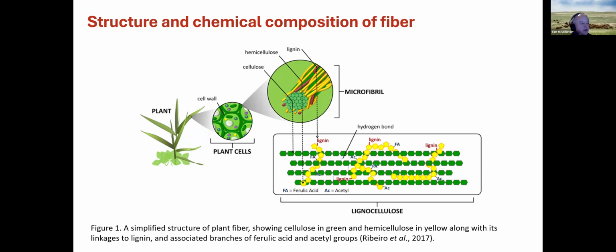And so with greater maturity, you get greater lignification, you get less available carbohydrate in the plant cell walls. There's also less soluble sugar in more mature material as compared to during the vegetative stage.